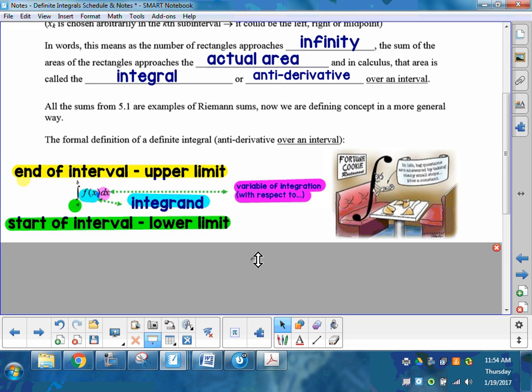Here's what you need to know. The upper number is the end of the interval that you're collecting under the curve. The bottom number is the start of the interval, or the lower limit. The function is called the integrand, whichever you choose. And then whatever variable that you're taking the integral with respect to. Sometimes there's dy's. dx collects the area going left and right. dy would collect the area between your function and the y-axis. But then everything's in terms of y.